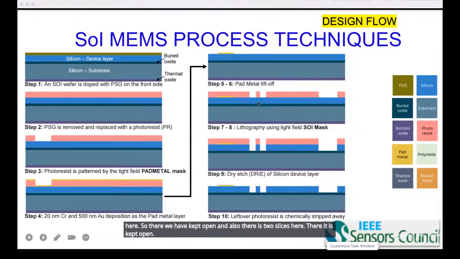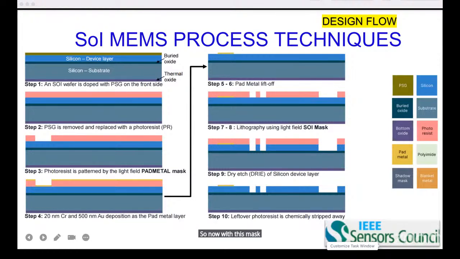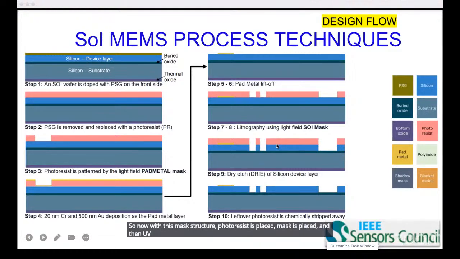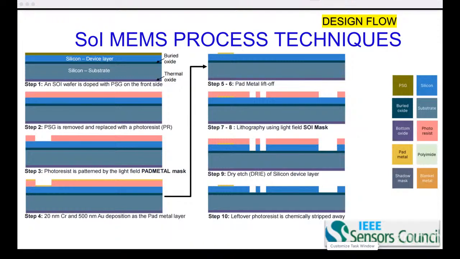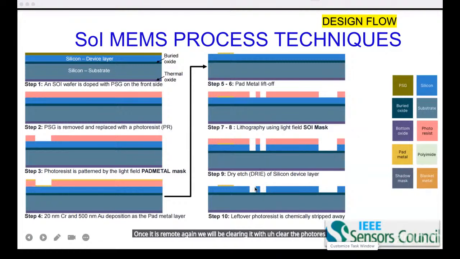Now with this mask structure, photoresist is placed, mask is placed, and then UV is exposed. Then this is put into the solution. Wherever we left it open, this part of the silicon is now removed. Once it is removed, again we will clear the residual photoresist from the top. And now only the structure is there. The removal of this silicon is 25 micrometer.